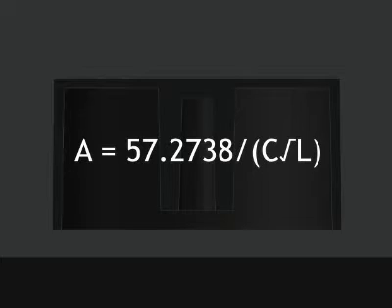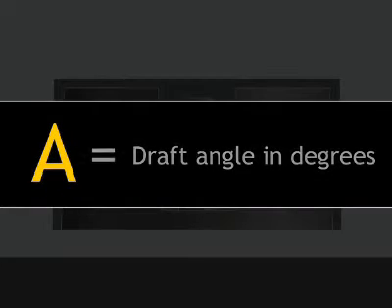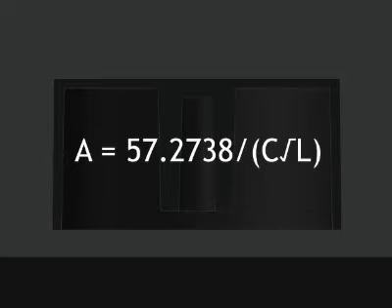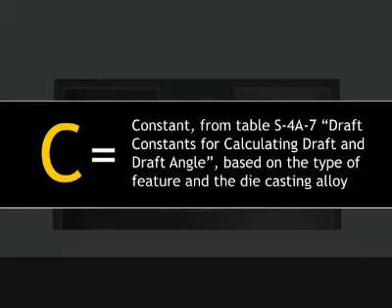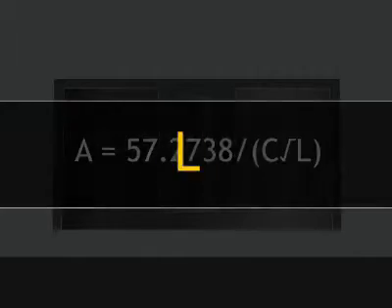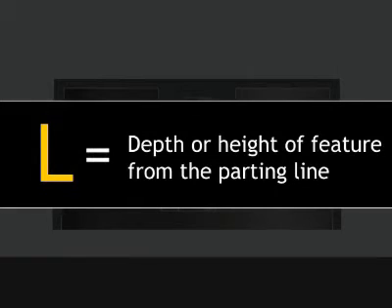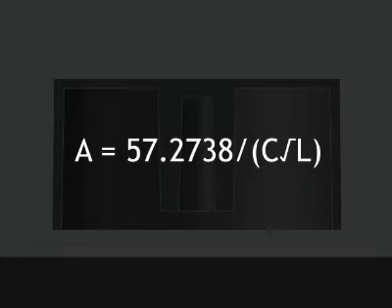The variables are defined as A equals the draft angle in degrees. C equals the constant selected from the standard draft chart. L equals the depth or height of the feature from the parting line of the die. Using the formula, standard draft will be applied to the part shown.